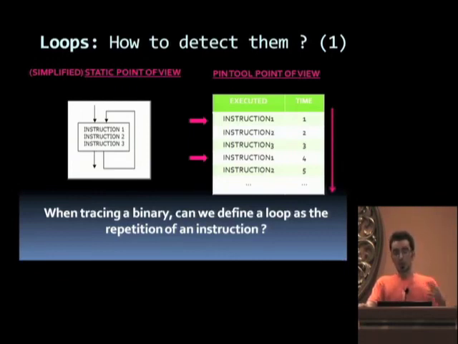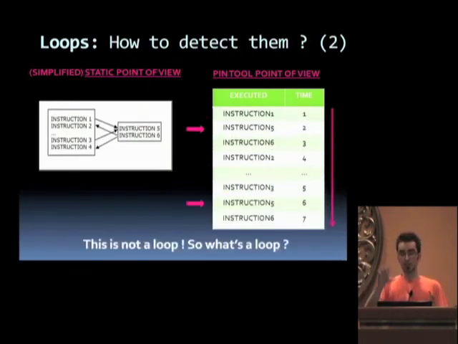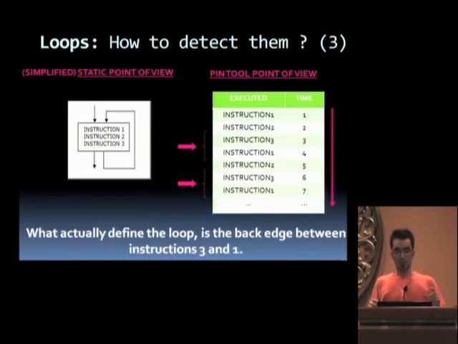Okay, but is a repetition of instructions always a loop? Obviously, no. If we take this simple example, the same block of code composed of instructions 5 and 6 is called several times, say in a function, and there is a repetition of instructions because this block of code is executed several times, and that's not a loop. So the question is, what is a loop? A loop is defined by the back edge that goes from instruction 3 to instruction 1. So when you have a back edge, you have a loop. But we are in a very dynamic world, so what is a back edge from a dynamic point of view? If we detect the back edge, we detect the loops.